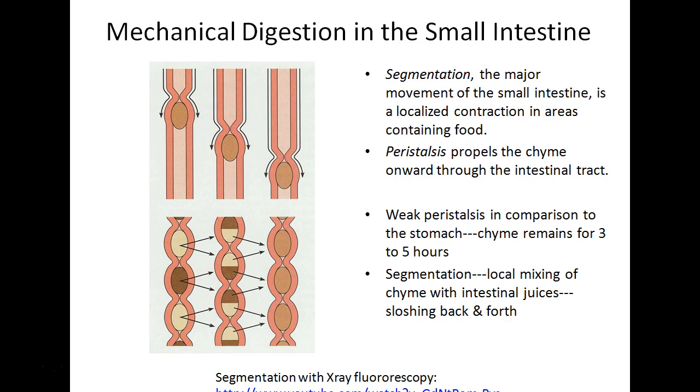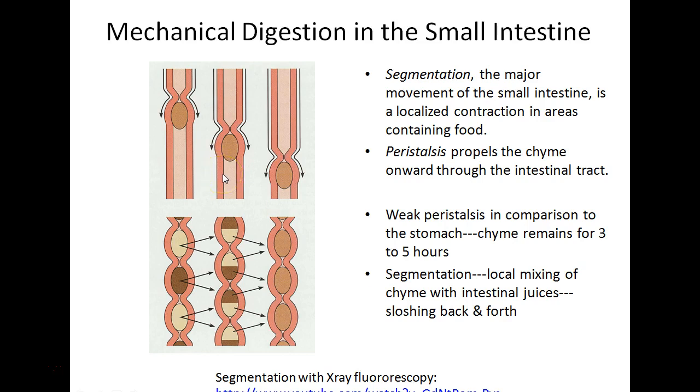Showing as an image in that mechanical digestion, we see this chyme being worked through the alimentary canal. One process that works it through in mechanical digestion is segmentation. That is a major movement of the small intestine, and that's going to be a localized contraction in areas containing food. Then we also have peristalsis, and that is a sort of wave that propels the chyme onward through the intestinal tract. So our image below is going to show segmentation. The image up top is going to show peristalsis.